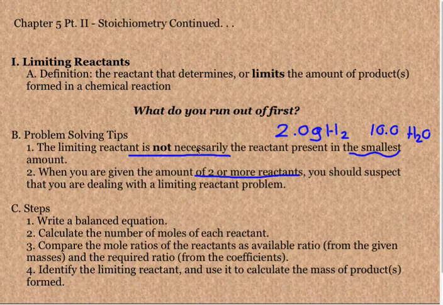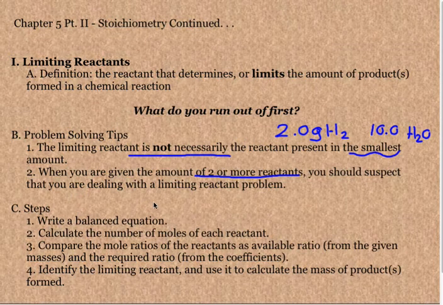So a couple things to watch out for. When you do a limiting reactant, it's not necessarily the thing you have in the smaller amount. So just because you have 2 grams of hydrogen and you have 10 grams of water doesn't mean that the limiting reactant is the hydrogen. You actually have to do the problem because it has to do with moles, not just amount, grams. Whenever they give you the amount of 2 or more reactants, you need to assume that it's a limiting reactant problem. They're not always going to come out and tell you, but you need to be aware of it.